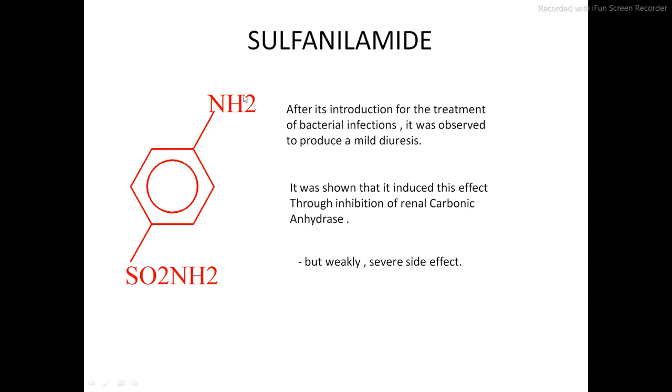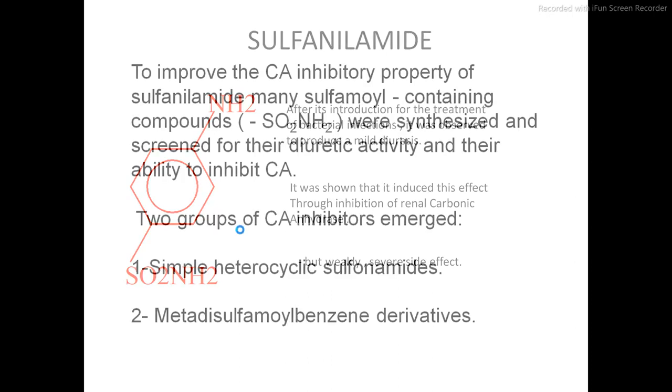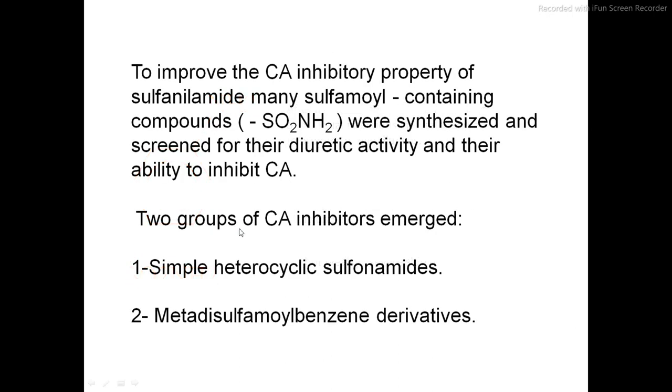So this is the structure of the sulfanilamide. Because of this weak activity and the severe side effects, they take this moiety as a parent moiety or as a pharmacophore, and from this pharmacophore they derivatize sulfanilamide and synthesize various heterocyclic compounds as well as the meta-disulfamyl benzenes. So to improve the carbonic anhydrase inhibitory property of sulfanilamide, many sulfamyl containing compounds were synthesized and screened for their diuretic activity and ability to inhibit the carbonic anhydrase enzyme. So two groups, the first one is the heterocyclic sulfonamides and the second one is the meta-disulfamyl benzene derivatives.